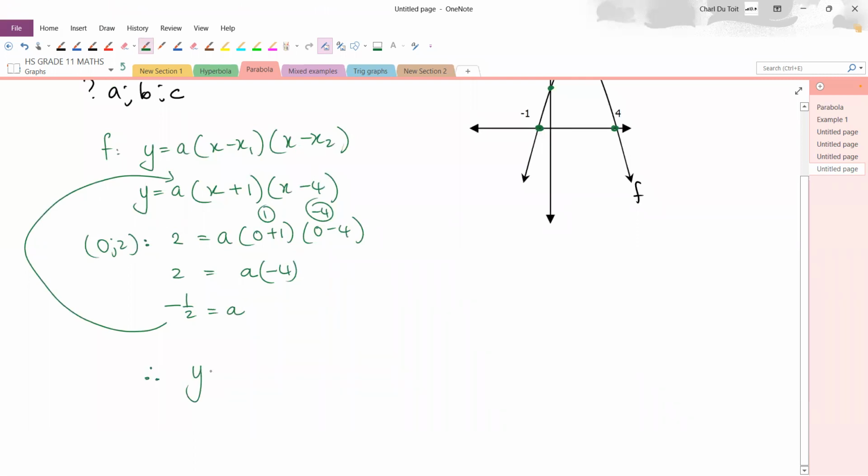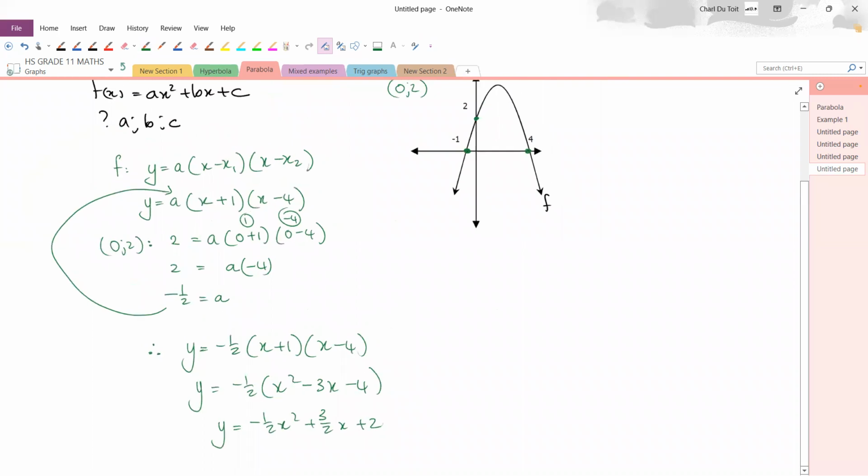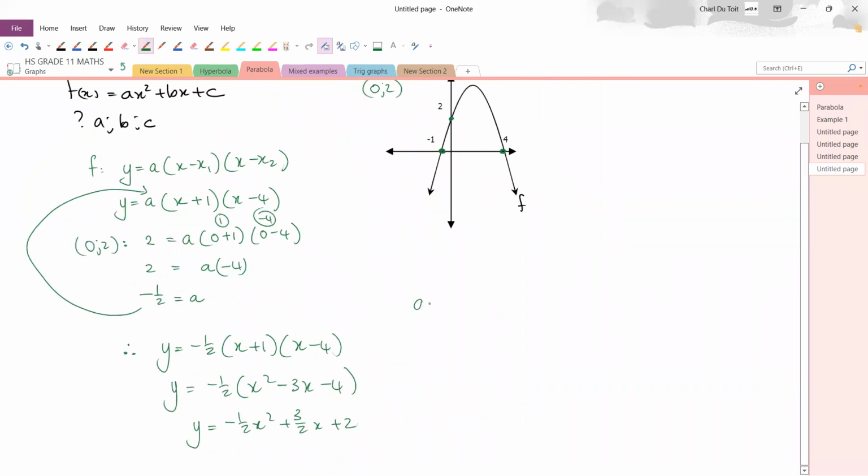Then I pop that back in there. Therefore, y equals -1/2 times (x plus 1)(x minus 4). Y equals -1/2 times (x squared minus 3x minus 4), and this is -1/2 x squared plus 3/2 x plus 2. So now my a value is -1/2, my b value is 3/2, and the c value I had from the beginning, the y-intercept, is 2.